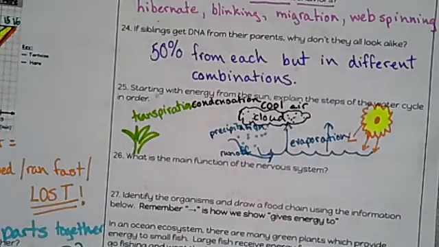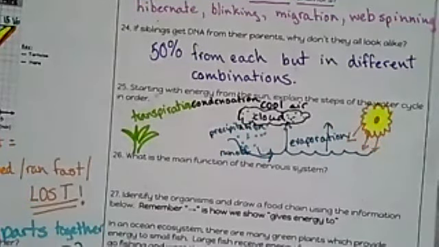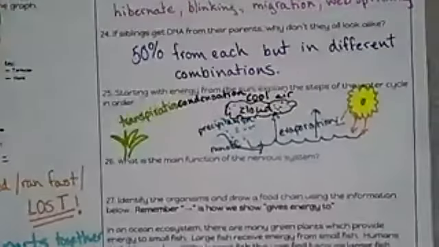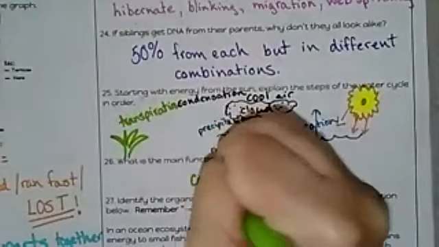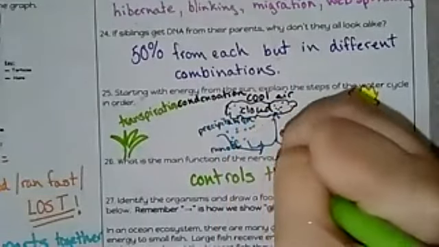All right, what is the main function of the nervous system? Cole? Sending messages to the brain. Yep, it's about sending messages. The brain is the boss. It controls everything. So, right, control the body. It controls the body.